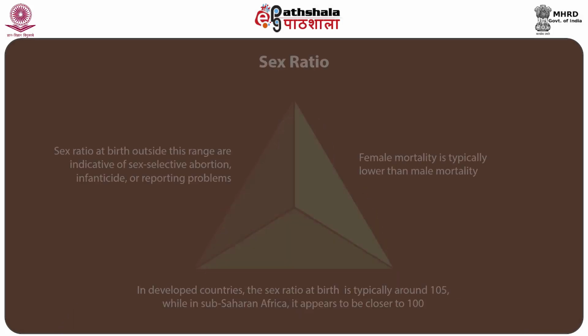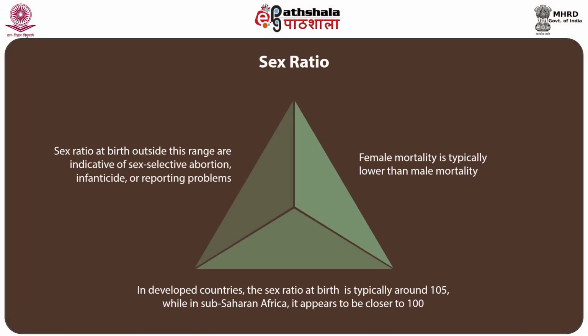A sex ratio at birth outside a particular range is indicative of sex selective abortions and perhaps of sex selective under-enumeration. Sex selective under-enumeration also results in a lower sex ratio at birth. So in India, if the sex ratio at birth is more than the expected value of 105, this is because there are sex selective abortions as well as sex selective under-enumeration.